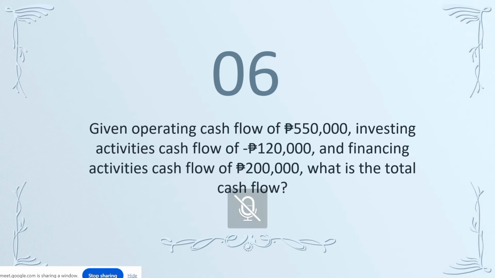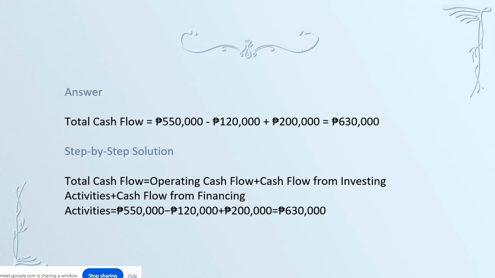For the sixth question, given operating cash flow of 550,000, investing activities cash flow of 120,000, and financing activities cash flow of 200,000, what is the total cash flow? Here the total cash flow combines the three components, showcasing the overall change in cash. In this scenario, it reflects a positive net cash flow.